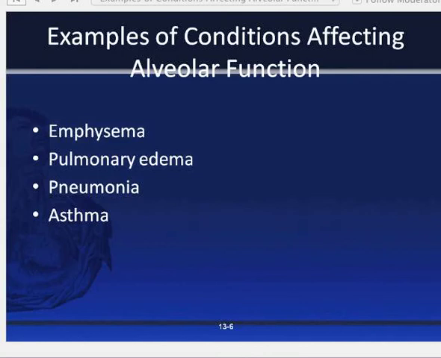Examples of conditions affecting alveolar function. Some conditions include emphysema, which is a form of COPD, which again is chronic obstructive pulmonary disease. This is all terminology you're going to need to become familiar with. Pulmonary edema, which is fluid in the lungs. Pneumonia, which is infection in the lungs. And asthma, which is bronchial constriction. And you can imagine how all these will play a role in affecting respiratory function.